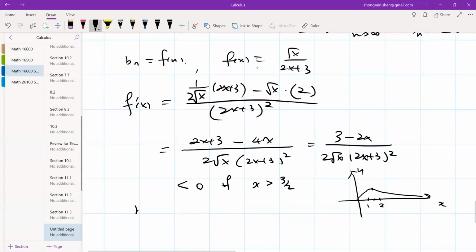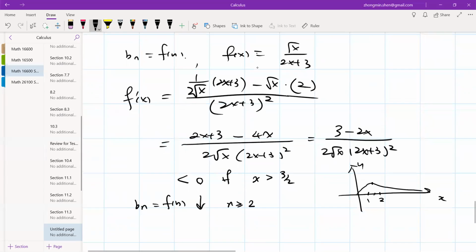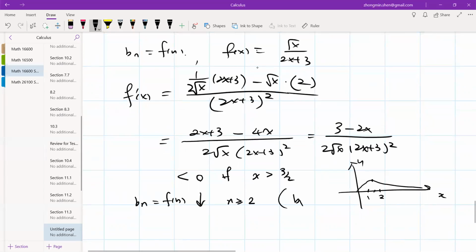So that means Bn equals f of n, going down for n greater than or equal to 2. It's possible B1 is still less than B2. But after B2, they all decrease: B2 is greater than B3, greater than B4. All right, that's all we needed.